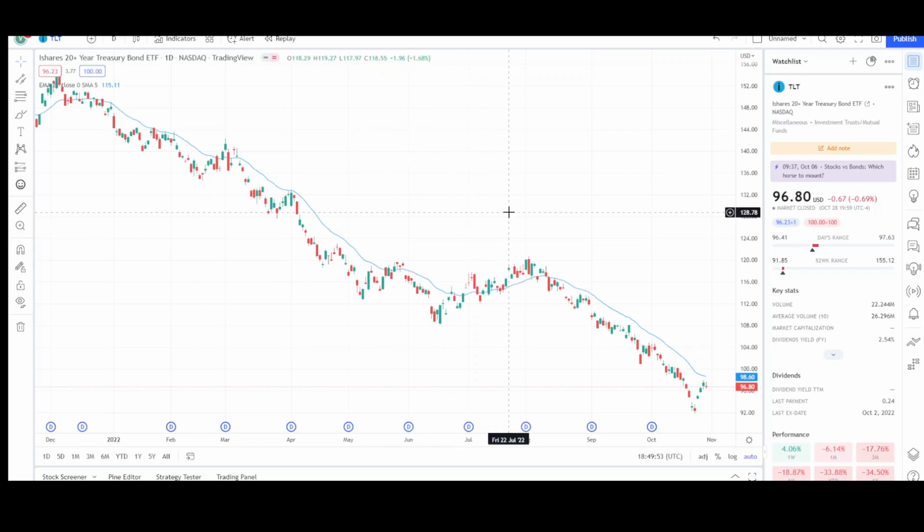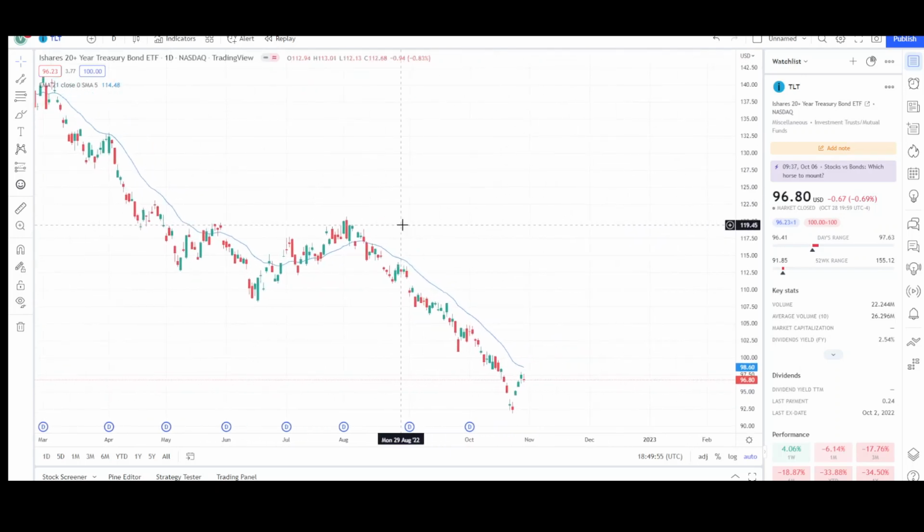Here we have the daily chart for TLT, and I've been covering this ETF for several weeks now, when it was right around the low 100s. Now we broke down all the way to the low 90s, and now we're seeing a little rally take place. So let's see what's going on the chart.